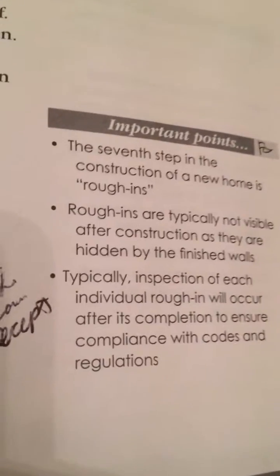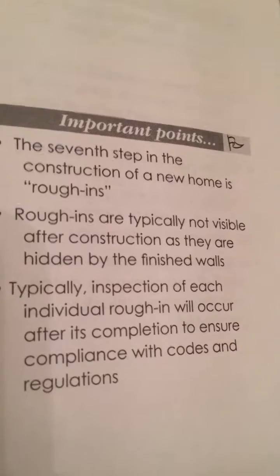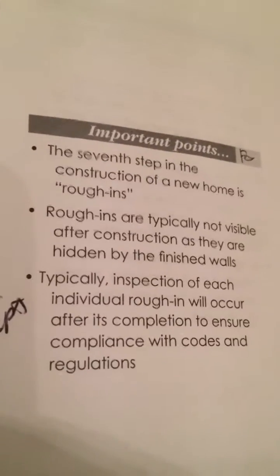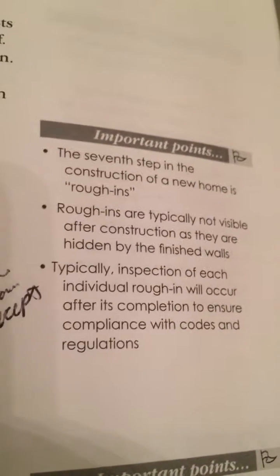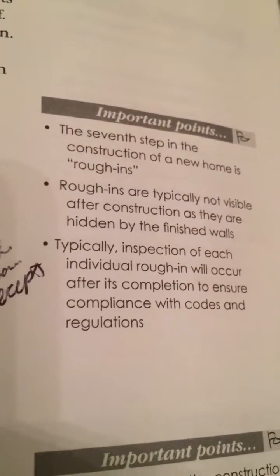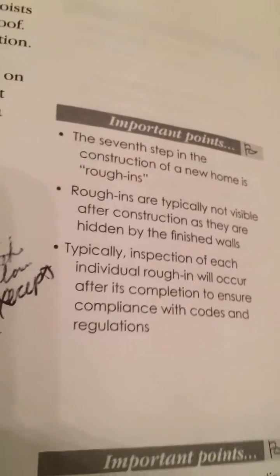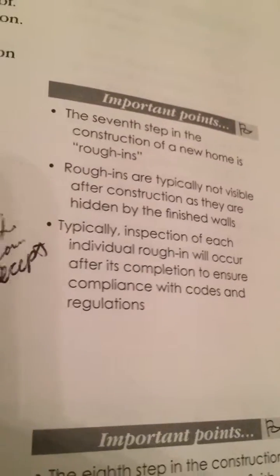Important points. The seventh step in the construction of a new home is rough-ins. Rough-ins are typically not visible after construction as they are hidden by the finished walls. Typically, inspection of each individual rough-in will occur after its completion to ensure compliance with codes and regulations.